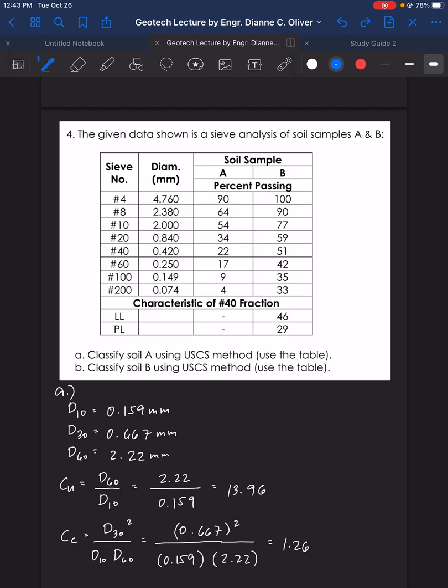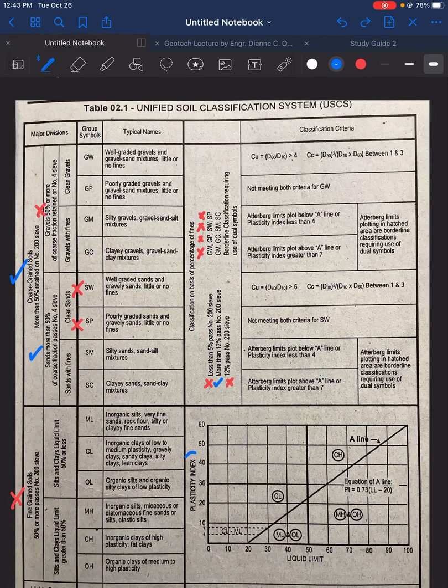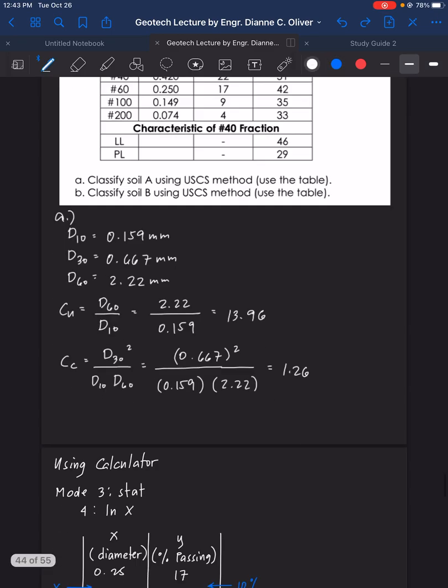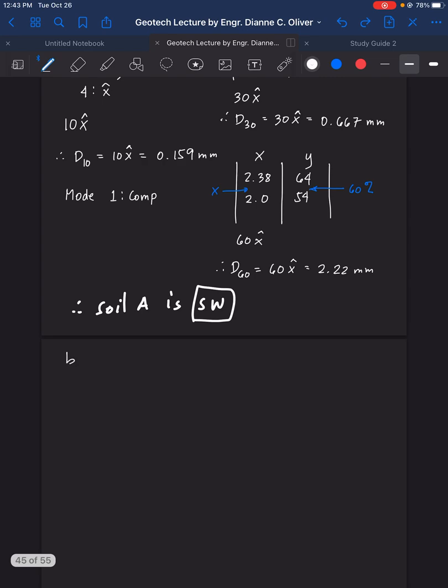So we have here the liquid limit and the plastic limit. But it says there plasticity index, or PI. Therefore, we need to solve for the PI first. Okay, so letter B. PI is LL minus PL.